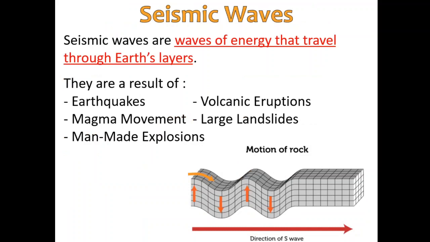Seismic waves are waves of energy that travel through the Earth's layers. If you've ever had physical science or you're going to take or have taken a physics class, you talk about these waves. We're mainly going to be talking about P waves and S waves, but the main thing is that these waves are results of earthquakes, magma movement, man-made explosions, volcanic eruptions, large landslides. You'll see that the motion of the rock in this picture is in the direction of the S wave. And it's called an S wave because you can see that S shape of wave movement.